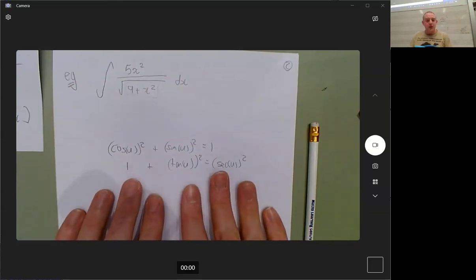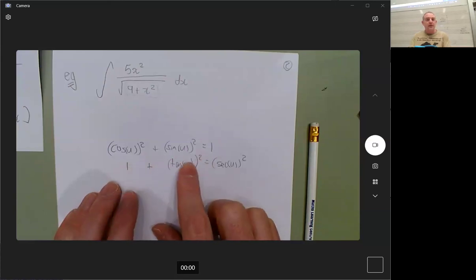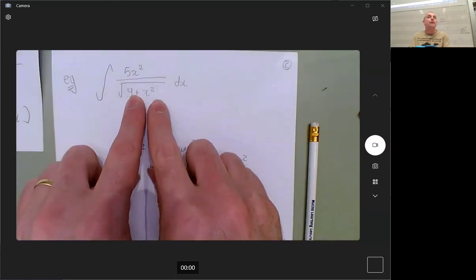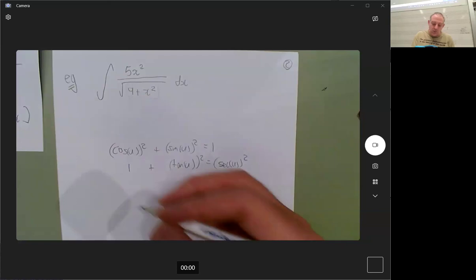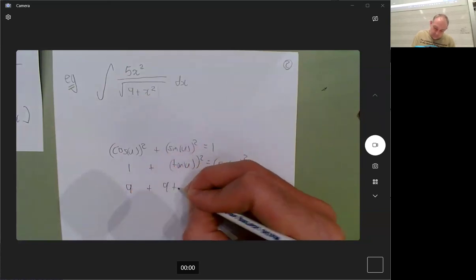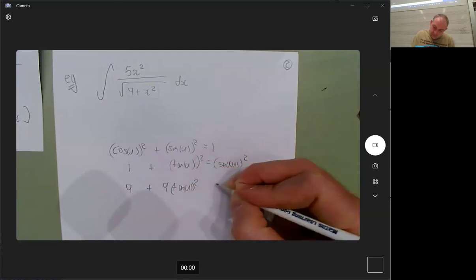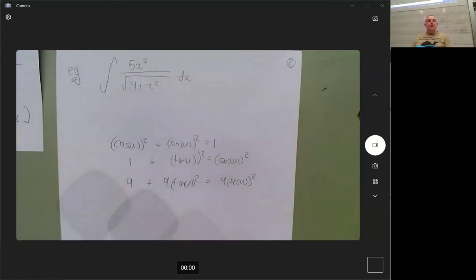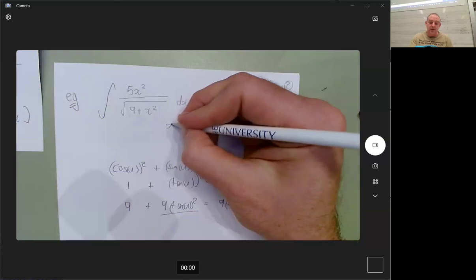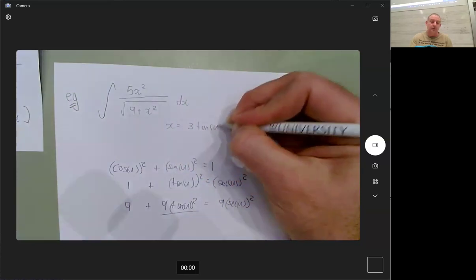This one's looking good. I have a plain number plus a variable squared. That's what I've got here. But I don't have a 1 in this thing. I've got a 9, so I'm going to multiply everything by 9. Cool. And so what I need is for this to be x squared, because then that will match up to this. So I'm going to make x equal to 3 tan u.